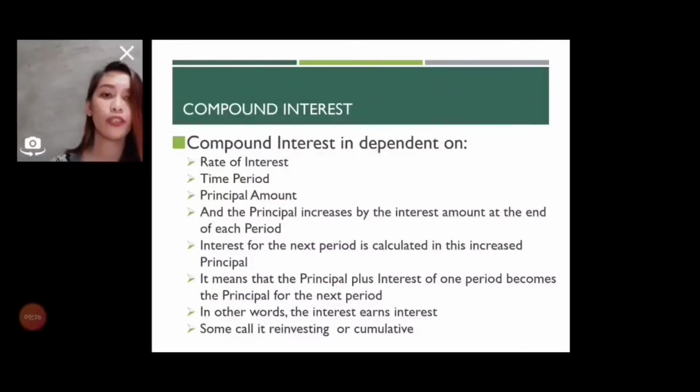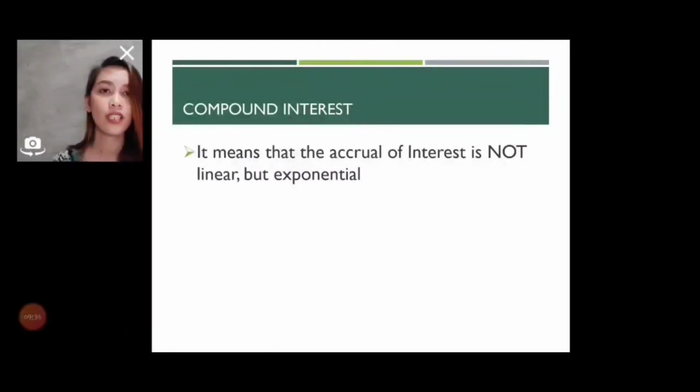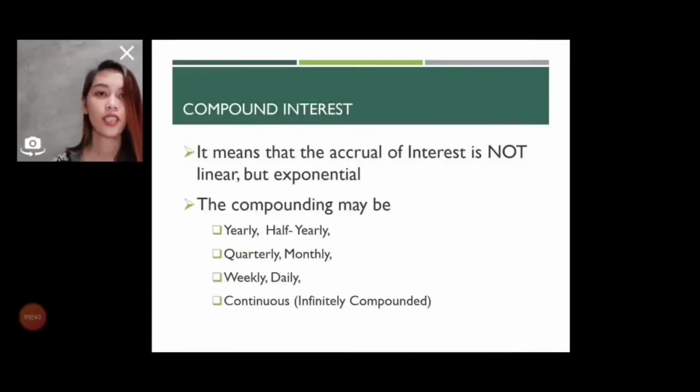So in other words, the interest earns interest, that is compound interest. Some call it reinvesting or cumulative. Compound interest means that the accrual of interest is not linear but exponential. The compounding may be yearly, half-yearly, quarterly, monthly, weekly, daily, continuous, or infinitely compounded.